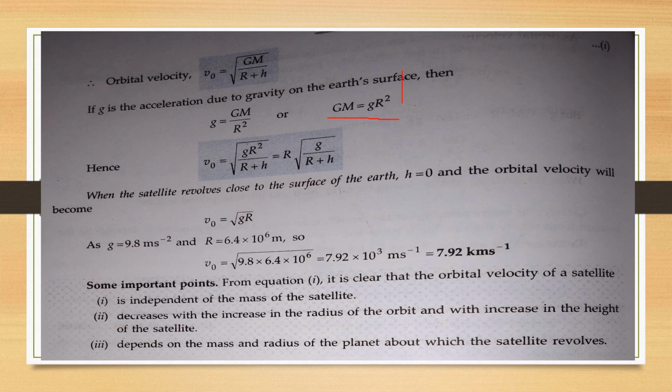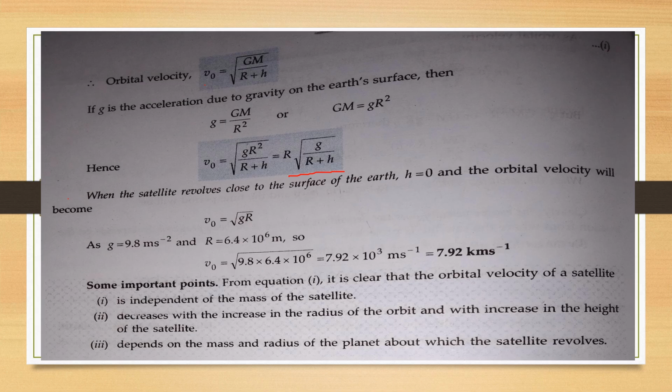Now put the value of GM in the previous equation, that is the equation of orbital velocity. After putting this value, we get the new equation for the orbital velocity, that orbital velocity is equal to under root of g R square divided by R plus h, and on rearranging the terms, we get R into under root of g divided by R plus h. So this is another relation for orbital velocity in terms of acceleration due to gravity on the Earth's surface.